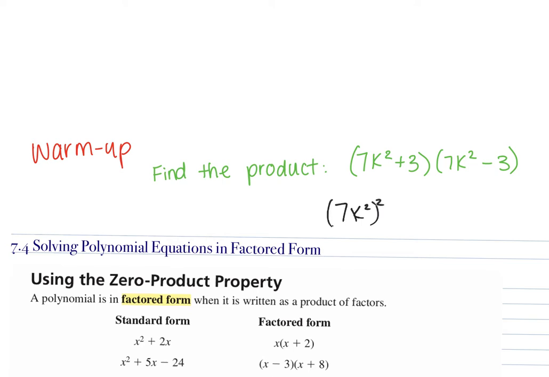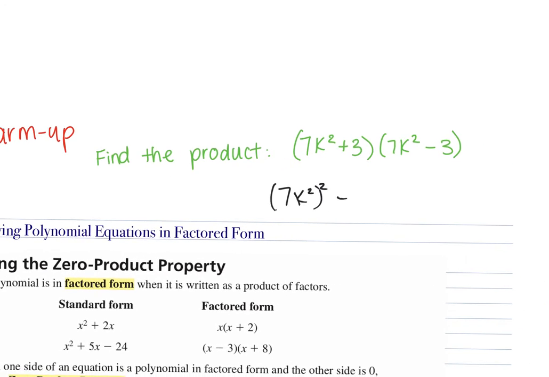And then minus 3 squared, which if you square it would be 49k to the 4th minus 9. I love it. Okay. If you FOILed, you would find out that the negative 21k squared and the positive 21k squared will do what? Cancel out, become 0. So you'll just get 49k to the 4th minus 9.